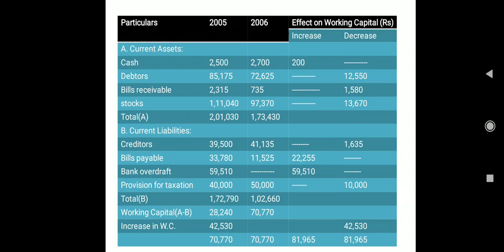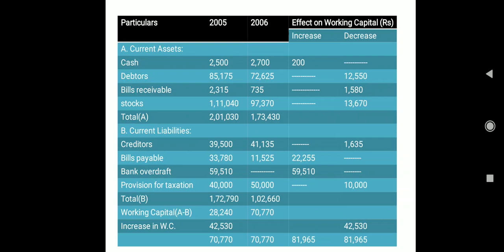So now coming to the cash, if I compare 2006 and 2005, we can see here an increase of 200. Okay, so following the rule, current asset increase, working capital also increases. So 200 I have mentioned in the increase column. Okay, next coming to your debtors.